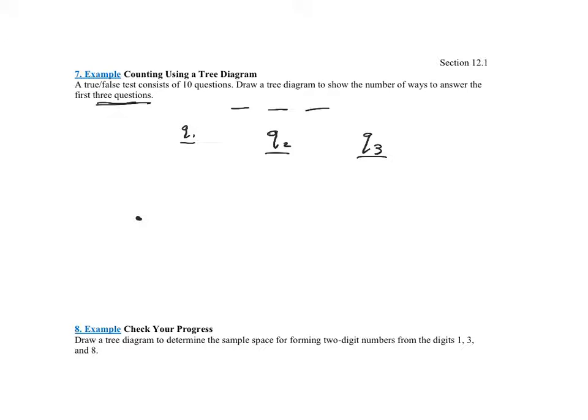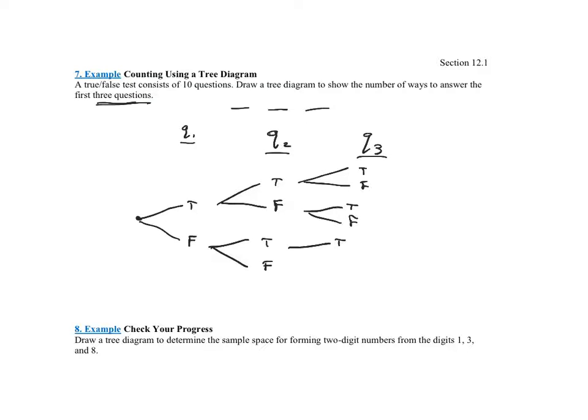So let's start establishing our tree. Our first question, I could have chosen true, or I could have chosen false. After that, I go to my question 2. Regardless of what I picked on the first question, I could pick true or false again. So that puts 2 branches off of each of those. Likewise, I move on to my third question, and regardless of what I picked on those, I have the choice of true or false again. So I complete my tree diagram as follows, with all possible outcomes.